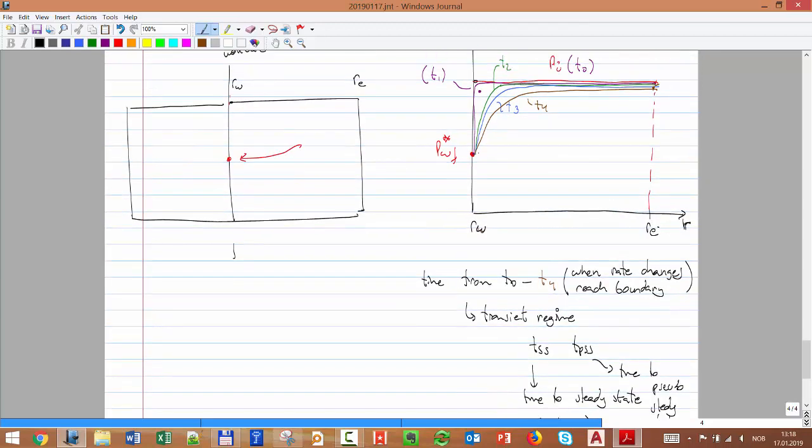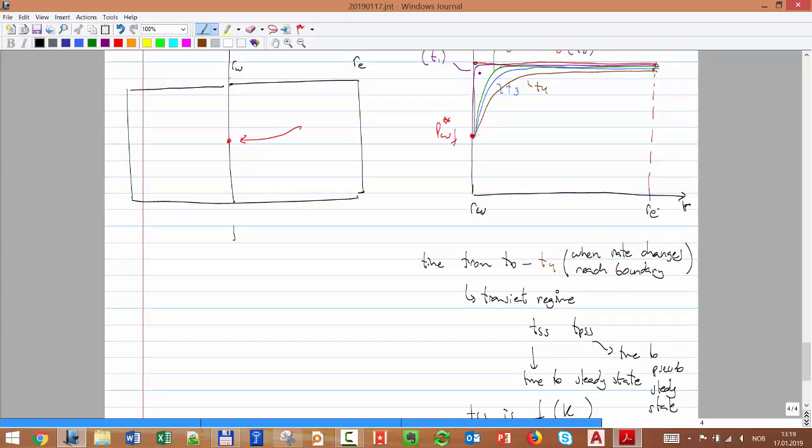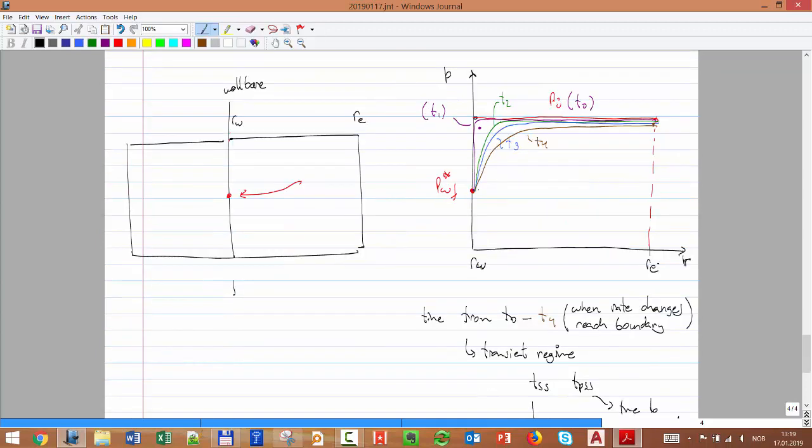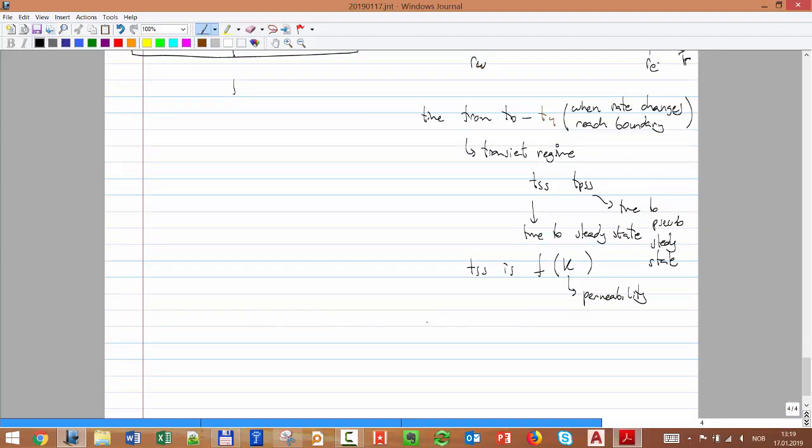So be careful. If your permeability is very low, it will take a very long time to reach the boundary. And if that happens in a matter of years, 5 years, 20 years, you cannot use an equation for the other two regimes. So let's make a comment here. If TSS or TPSS is long, meaning months or years, then I cannot use an equation for steady state or pseudo steady state.